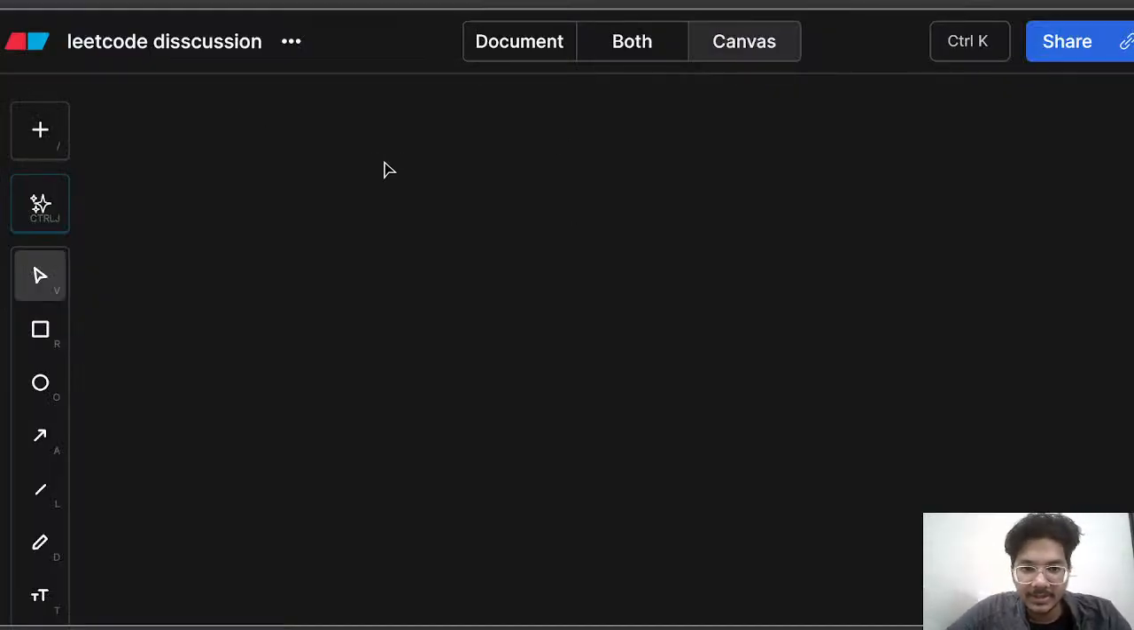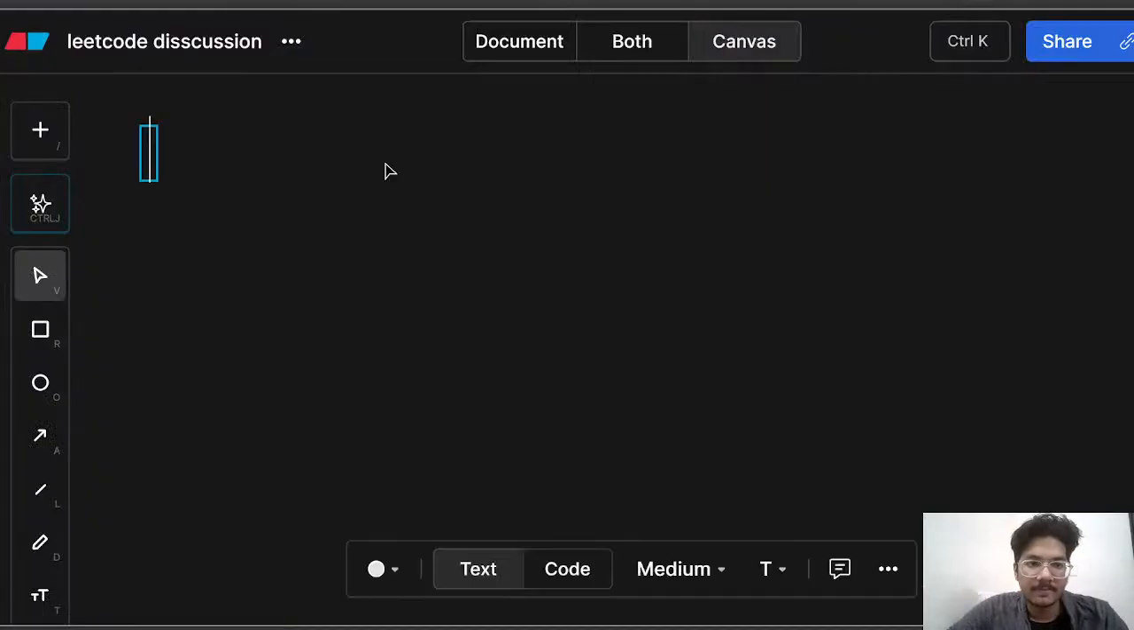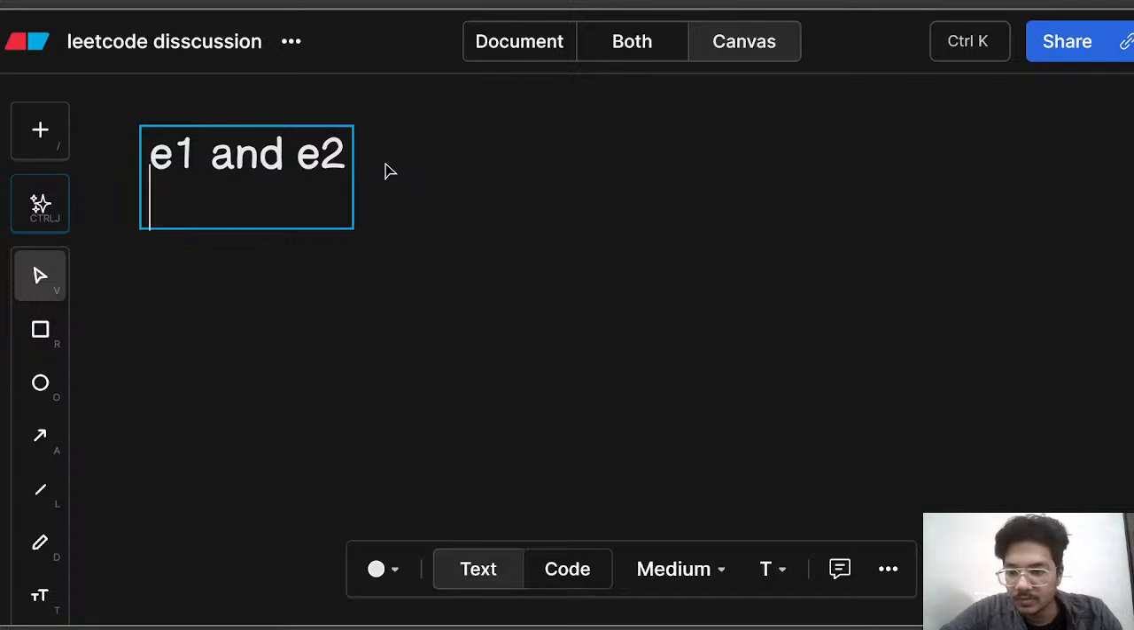In this session, we have to discuss the Einstein relation. First of all, let's recap all the things. Before studying the laser in semiconductors, we have to examine the simple two-level atomic system, where atoms can live in two levels, E1 and E2. E1 is defined as the lower state and E2 as the higher state.